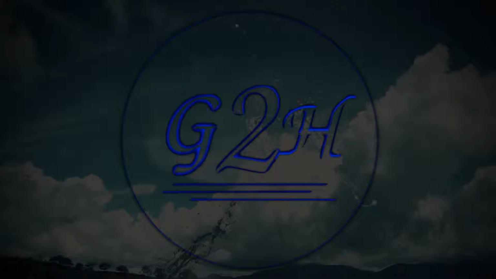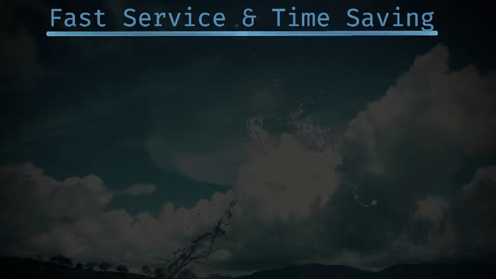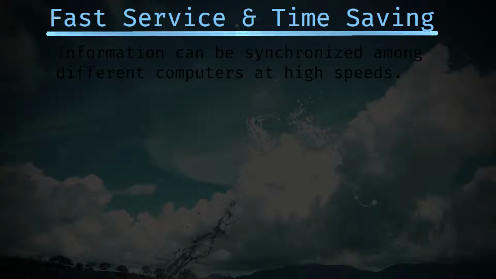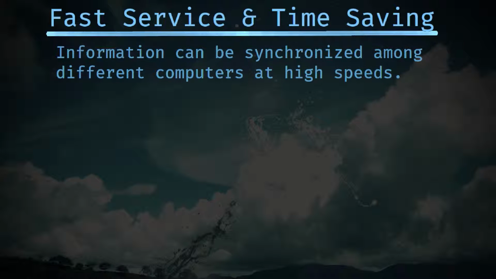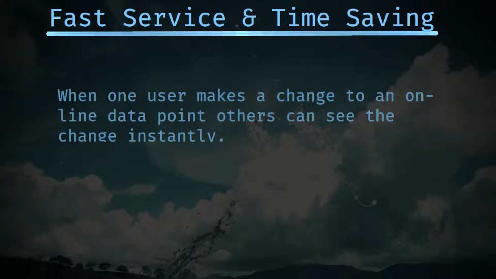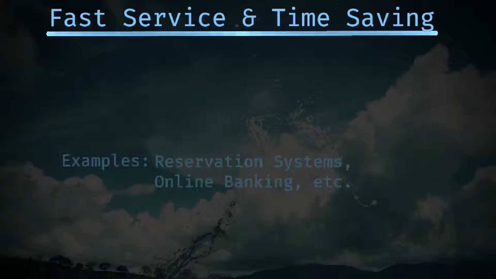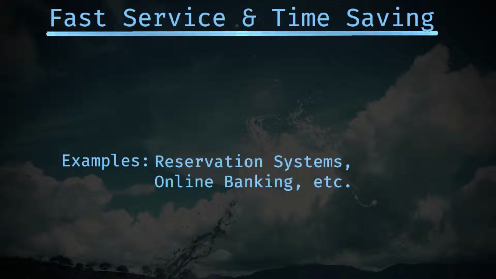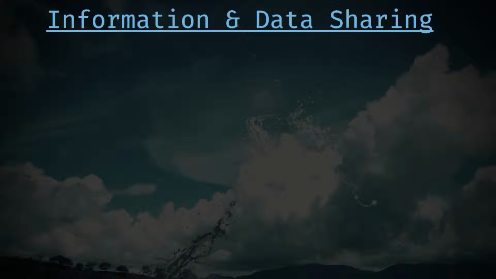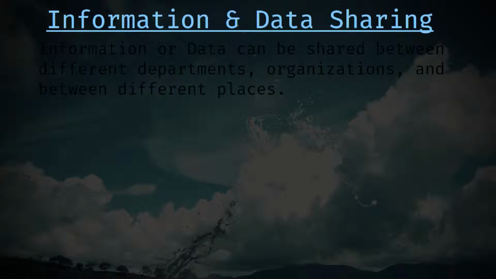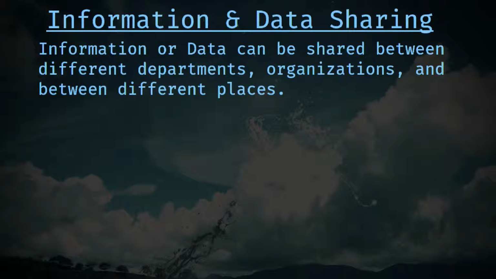The first advantage is the fast service and time saving involved in having and setting up a network. Information can be synchronized among different computers at a very high speed. When one user makes a change to an online data point, others can see that change immediately. Examples include reservation systems, online banking, etc. My second point is information and data sharing. This information or data can be shared between different departments, organizations, and different places at a very high speed and a very low cost.